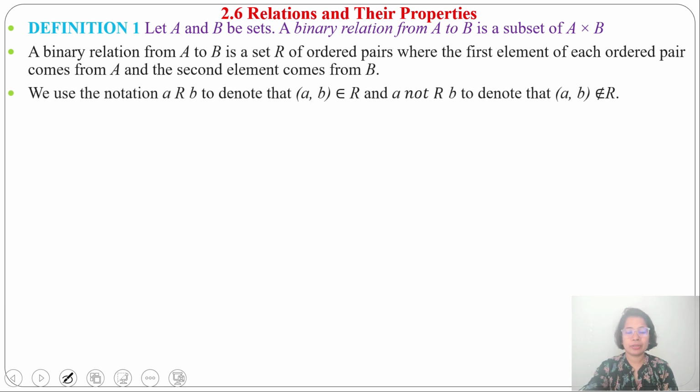We can use the notation aRb, which means (a,b) belongs to relation R, and a not R b means (a,b) does not belong to R. a is said to be related with b by R. So R is a relation by which a is related with b.